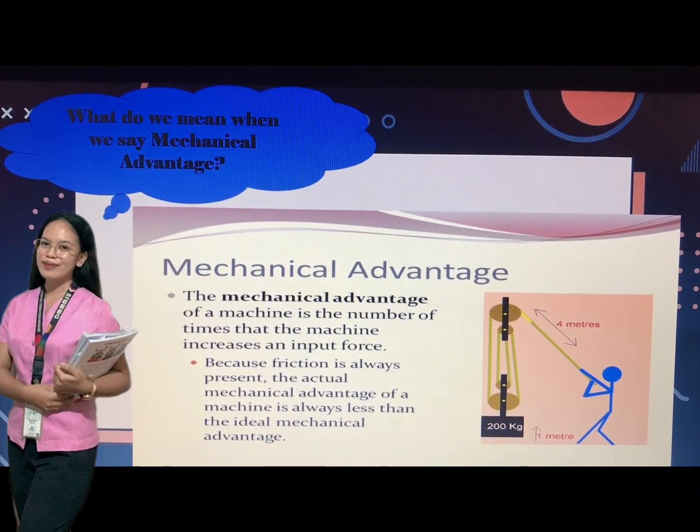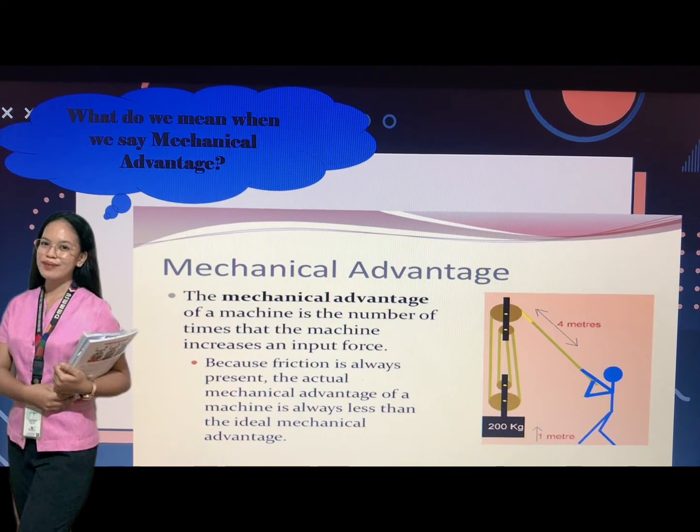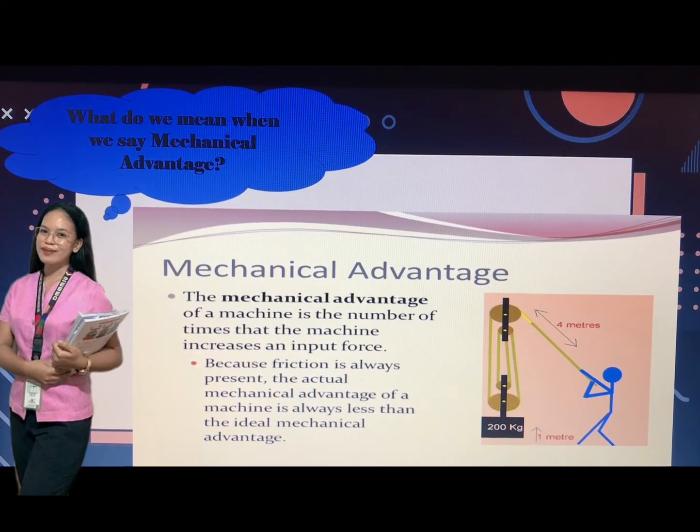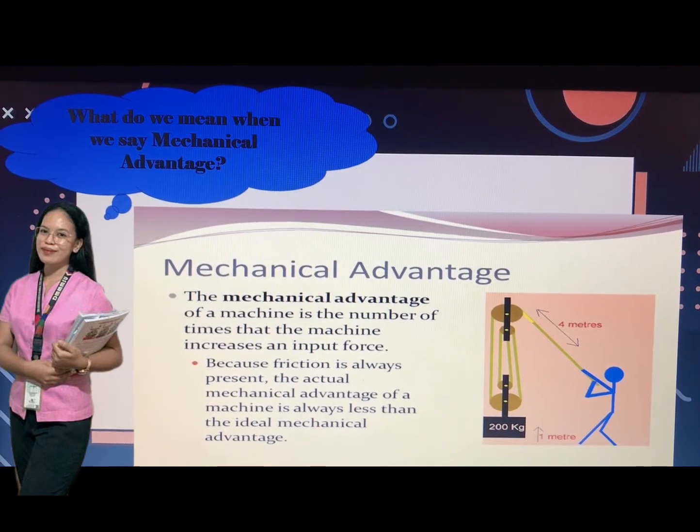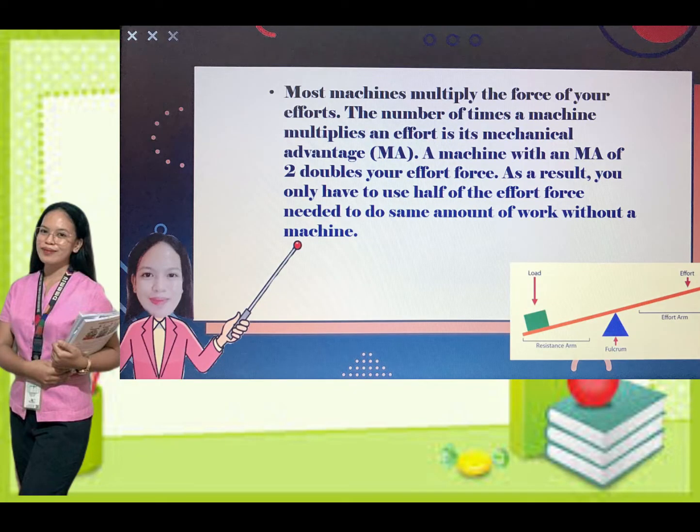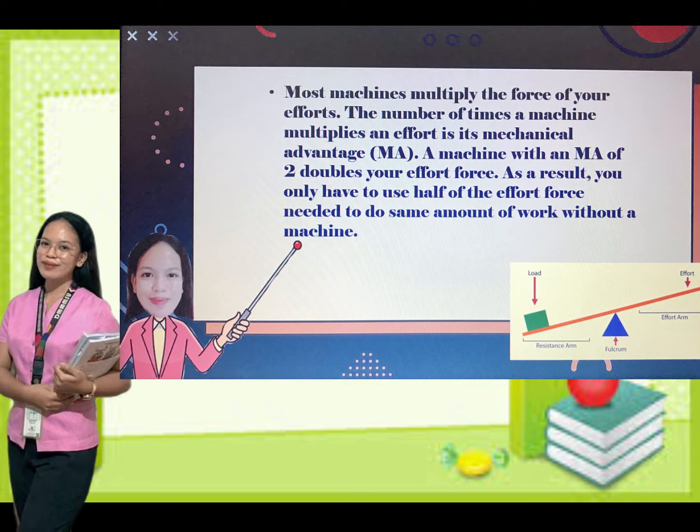Because friction is always present, the actual mechanical advantage of a machine is always less than the ideal mechanical advantage. Most machines multiply the force of your efforts. The number of times a machine multiplies an effort is its mechanical advantage, or MA. A machine with an MA of 2 doubles your effort force. As a result, you only have to use half of the effort force needed to do the same amount of work without a machine.